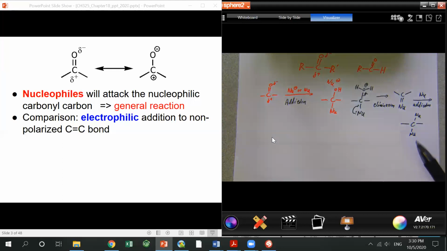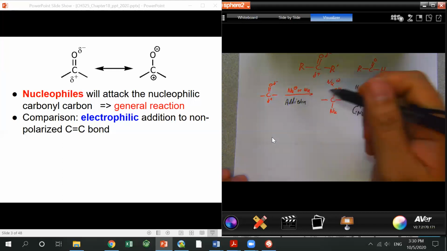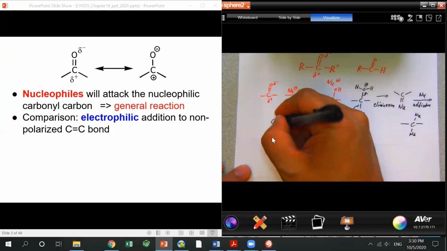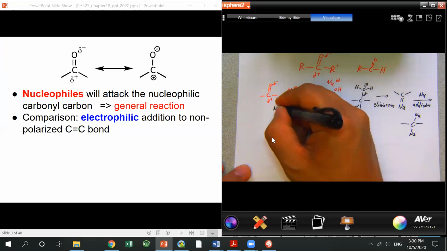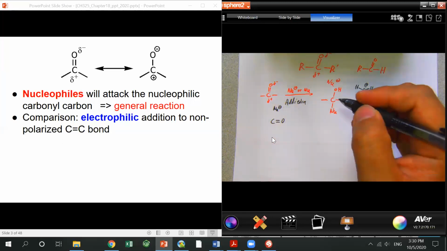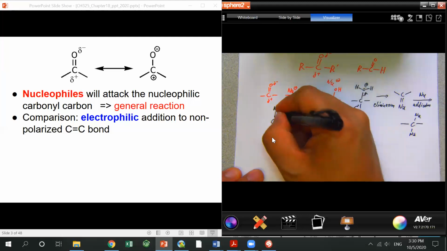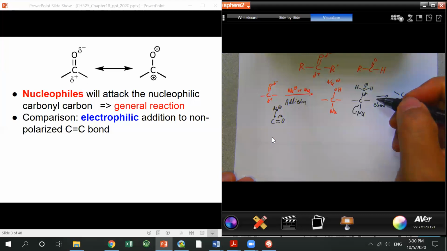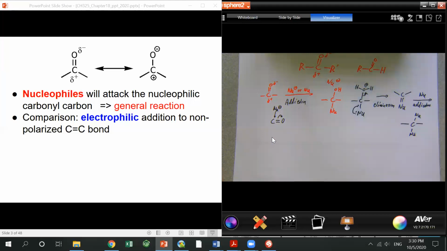So what's the difference? For the reaction we learn in this chapter, the attacking species is a nucleophile. It attacks here and opens the C=O bond. Someone asked a question: it depends on the nucleophile. Yeah, that's right, it really depends on the nucleophile.